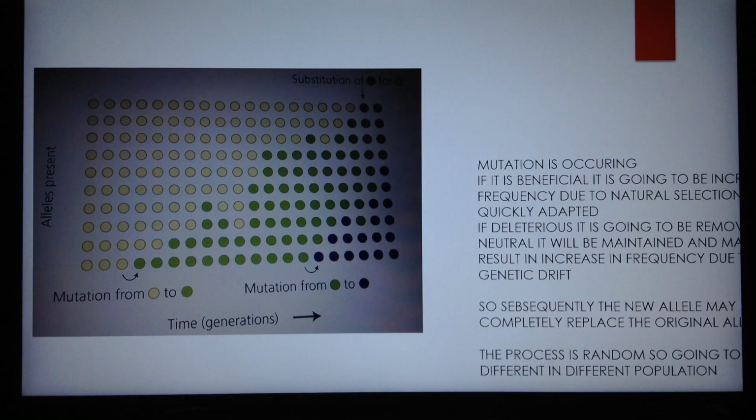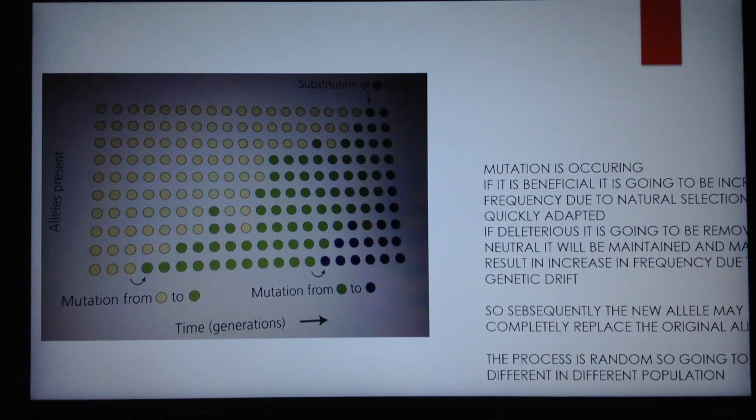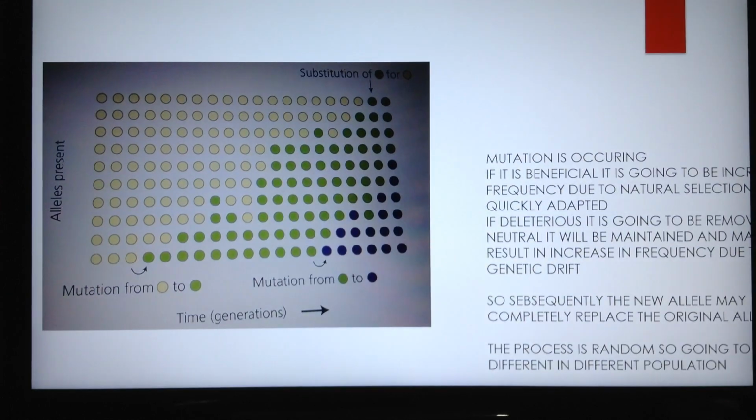This slide shows the alleles present and the generations. With generations, all the alleles present were yellow ones, which were subsequently replaced by green ones, and then the green ones predominated, then they were replaced by blue ones, and at one time the yellow one was altogether gone, so a new allele has taken over.